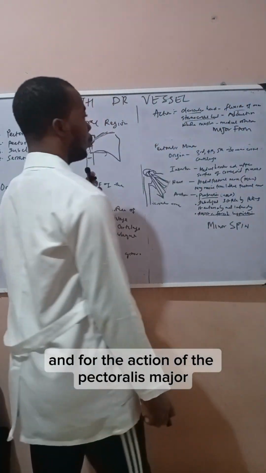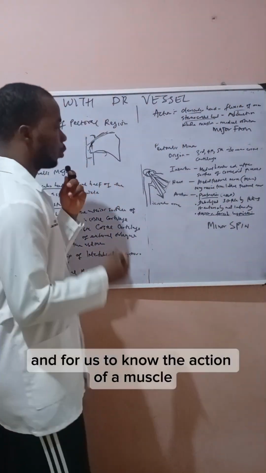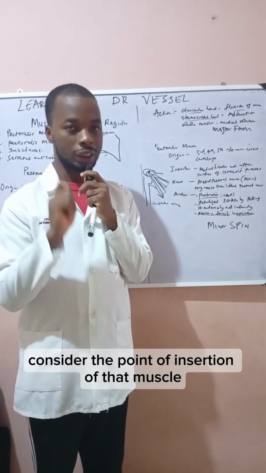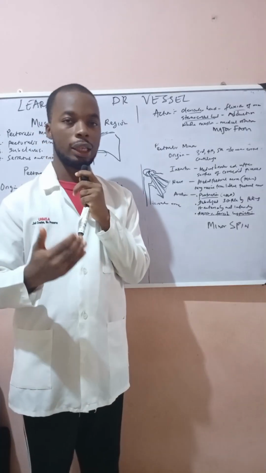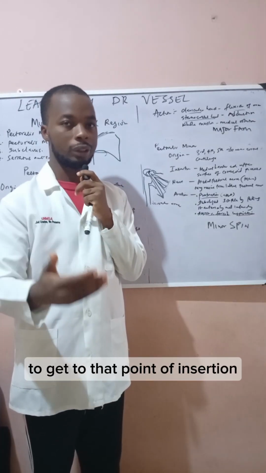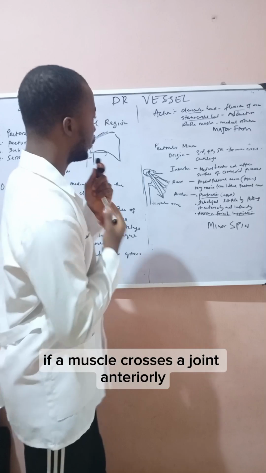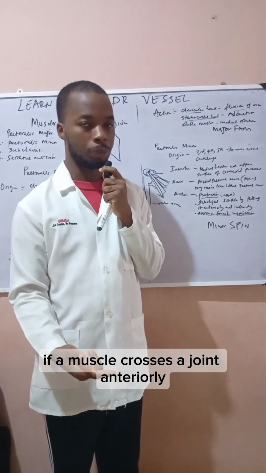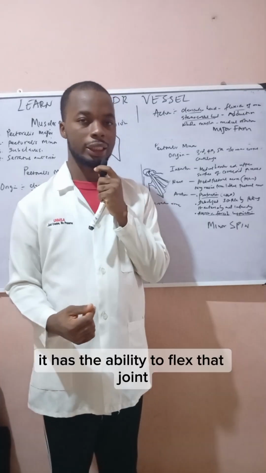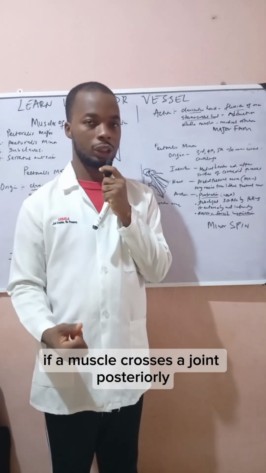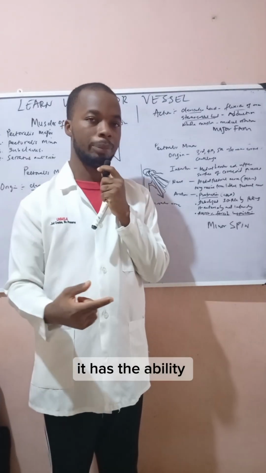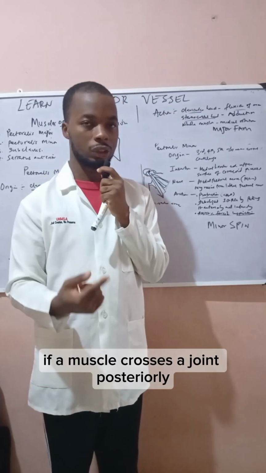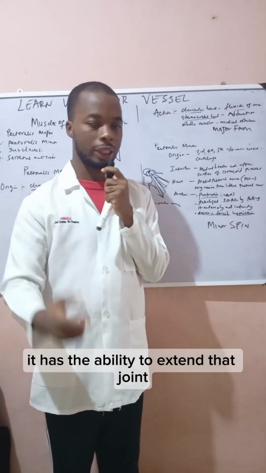And for the action of the pectoralis major, for us to know the action of a muscle, you must consider the point of insertion of that muscle and the places that muscle crosses to get to that point of insertion. If a muscle crosses a joint anteriorly, it has the ability to flex that joint. If a muscle crosses a joint posteriorly, it has the ability to extend that joint.